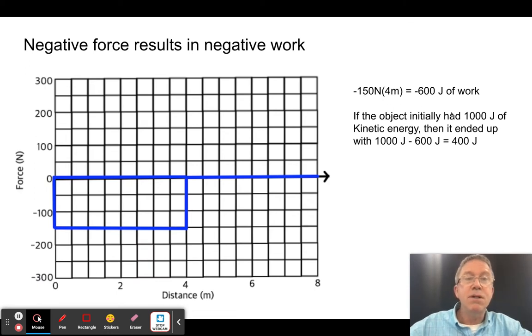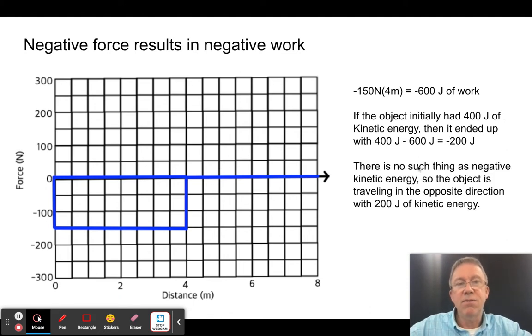So if the object again had 1,000 joules to start with, it's now going to have 1,000 joules minus the 600 that I did, and that means it's left with 400 joules worth of kinetic energy. But what about this? What if the object didn't have 1,000 to start with? What if instead the object initially had 400 joules? So if it was traveling to the right and it had 400 joules, and I did 600 joules worth of negative work, well, really what happens is this.